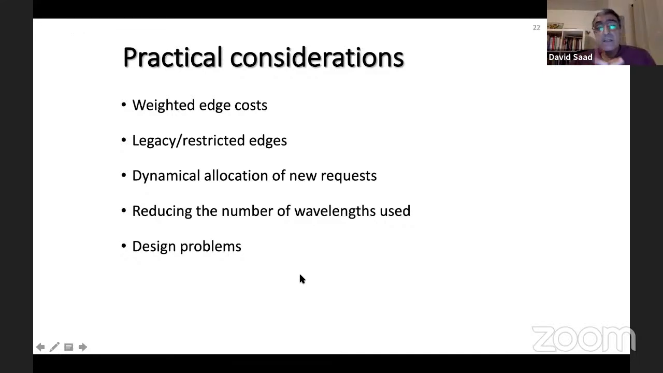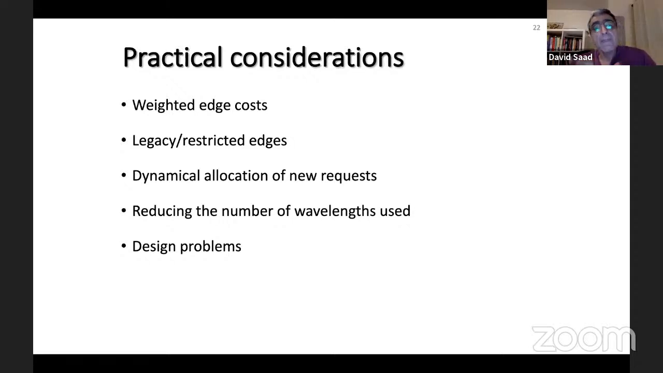So all is nice and well, but there are a lot of practical considerations that one should take into account when you introduce such an algorithm for a real network. The first one is to introduce weighted edge costs. Each one of the edges has its signal to noise ratio, inherent load, and so on. This is quite easy to do. We've included it also in the work. Legacy and restricted edges. Some of the fibers cannot accommodate all wavelengths, so we have to embed that in the real calculation. There is no problem. We can do that as well.